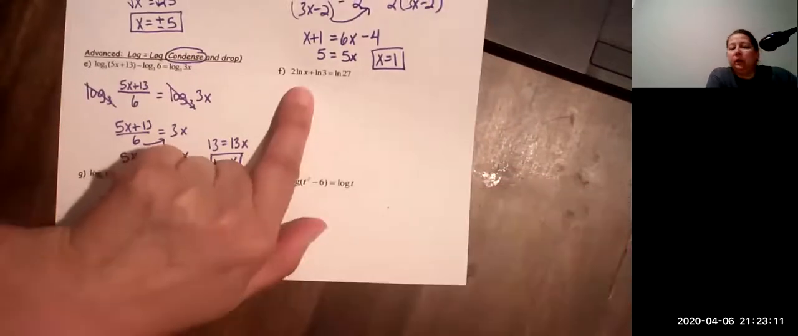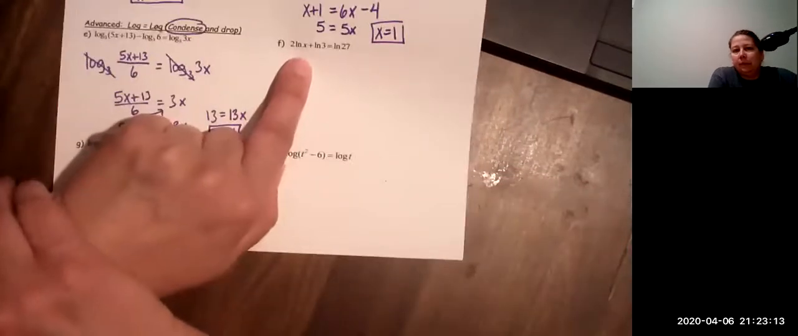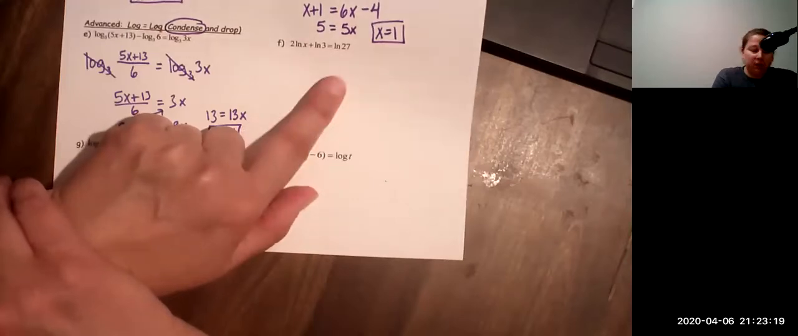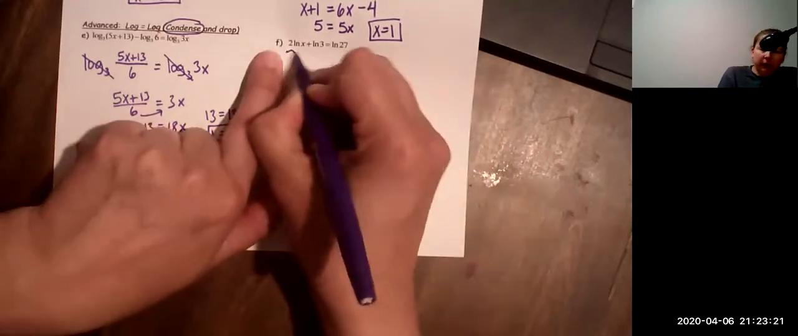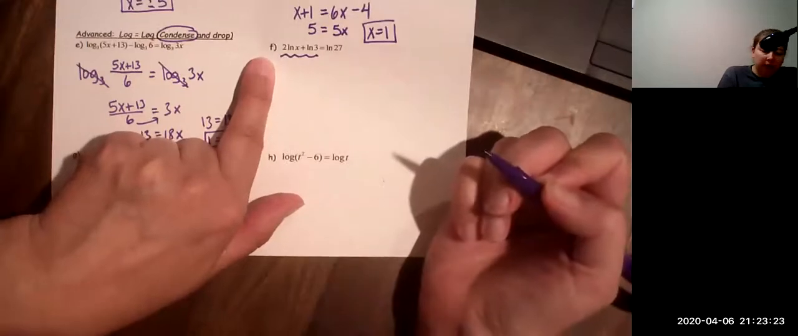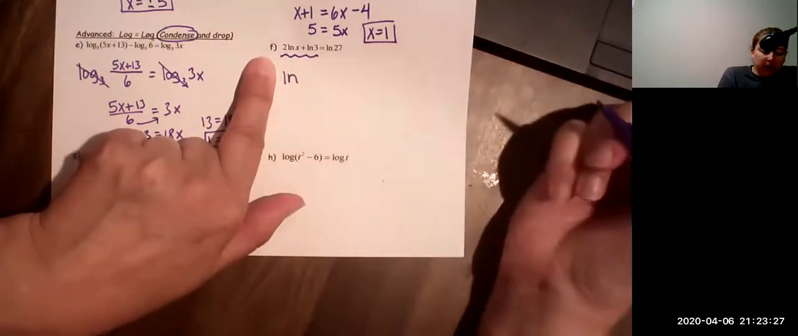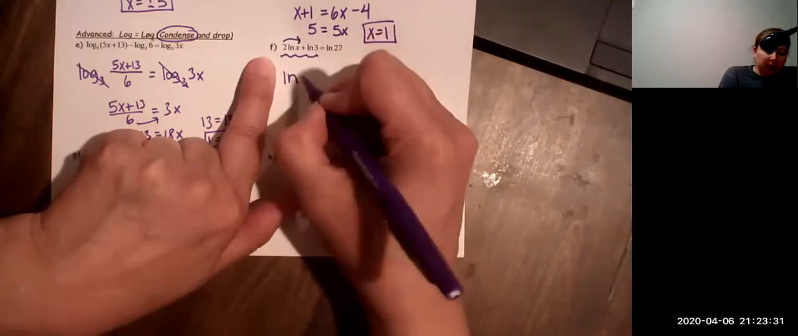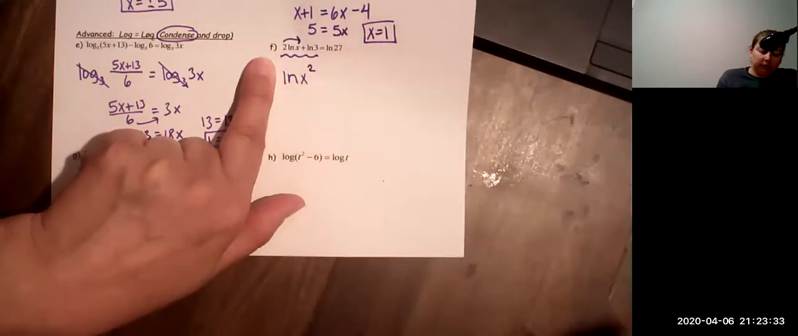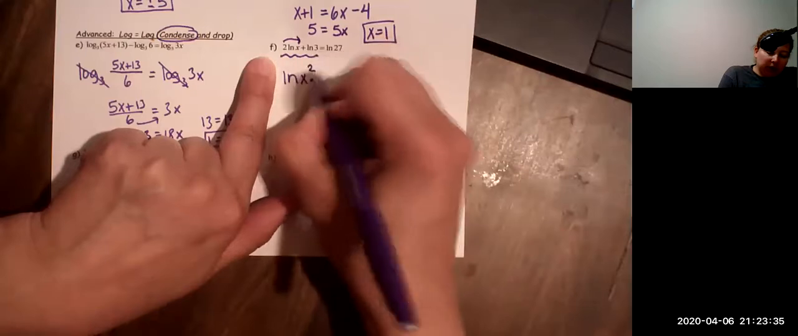All right, so you look at this problem. We can't cross out the LNs because there's 3 of them. You can only cross off 1 on each side. So we've got to take this side over here and condense it down. So this, remember, you write ln 1 time. Where does this 2 go? Remember, it must have been the exponent. So that's ln of x squared times 3 equals ln of 27.